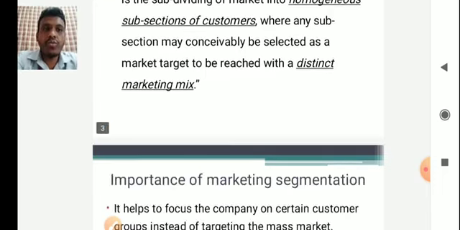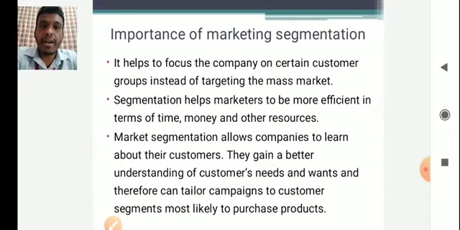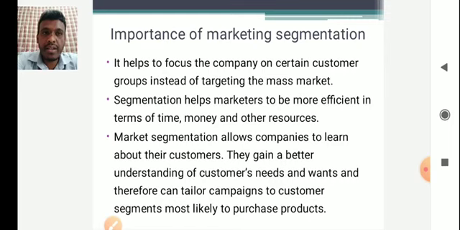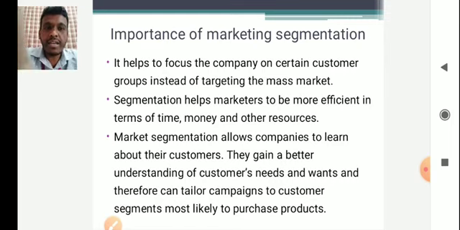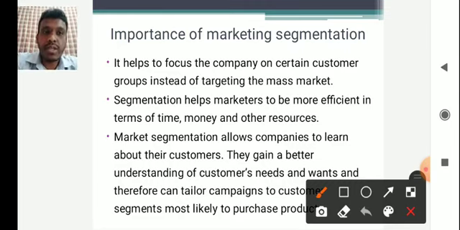Now let's move ahead. Importance of marketing segmentation. So why is marketing segmentation needed? Basically, marketing segmentation will help you lower your cost. It will help you to be more efficient. It will help you save your time and money in terms of resources.